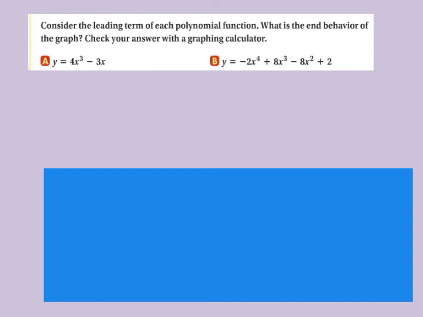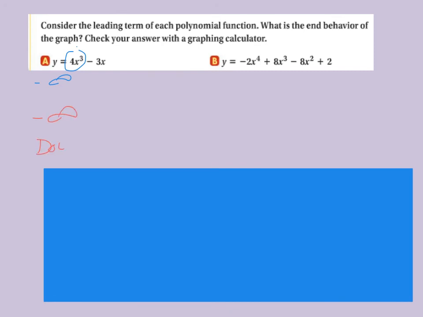Consider the leading term. So the leading term is always going to be the term that has the highest degree or the highest exponent. For this first one, 4x cubed is going to be my leading term. What is the end behavior? Now you can always check this with your graph, but basically if I plugged in a negative infinity, what would this number be? Well, whenever I have something cubed, a negative times a negative would make it positive, but then multiplying by a negative again makes it negative.